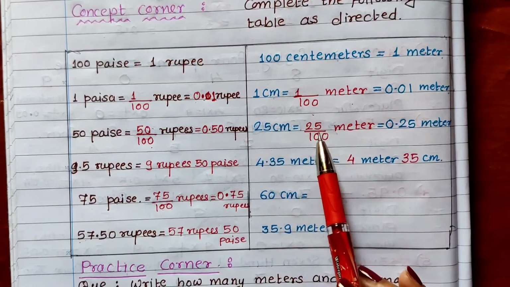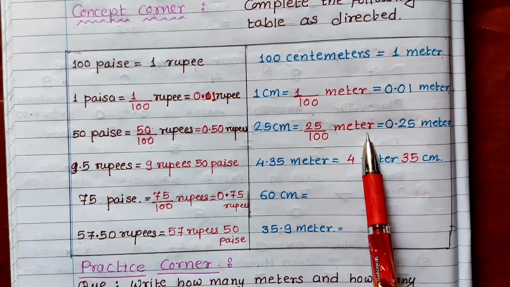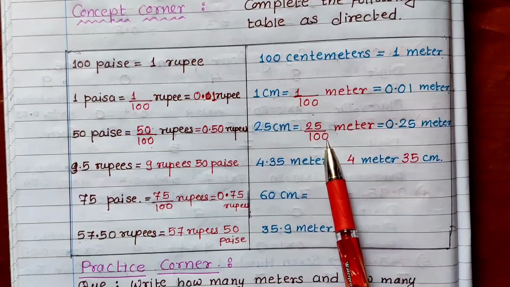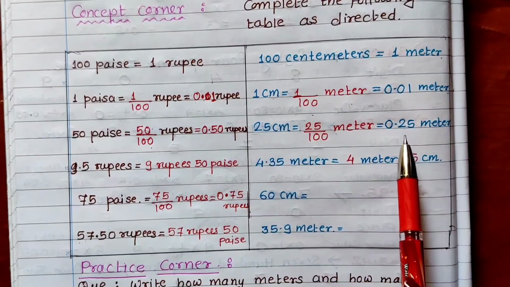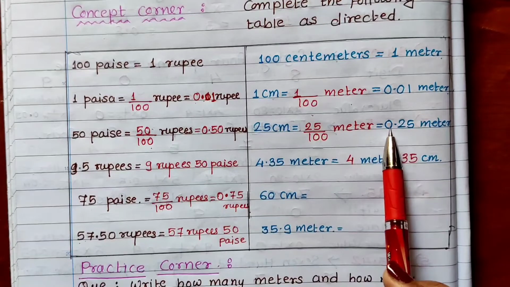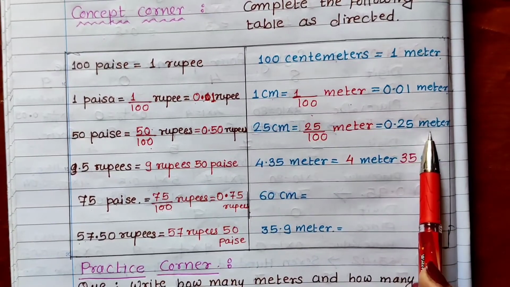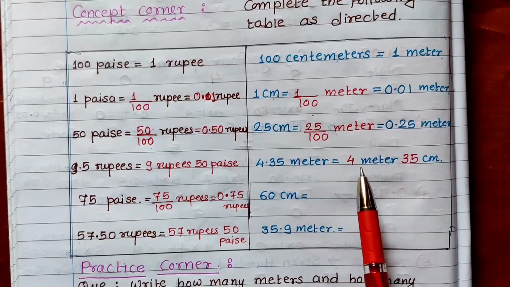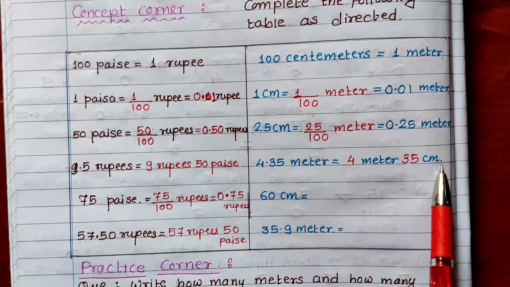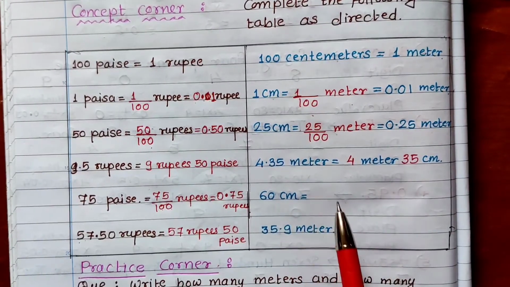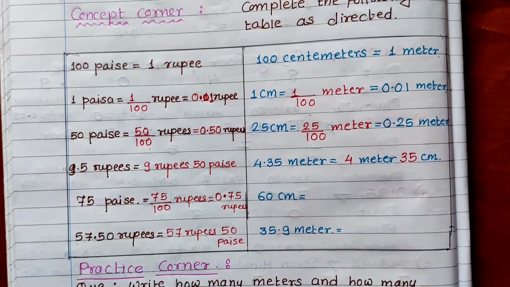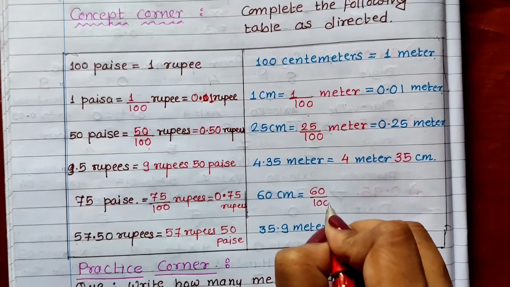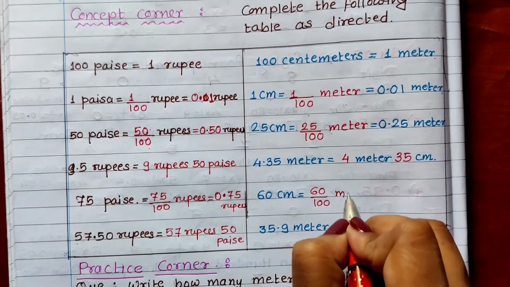25 centimeter is equal to 25 upon 100 meter. So 25, 2 digits are there in the numerator, 2 zeros are there in the denominator. So in decimal fraction form, how to write? 0.25 meter. Correct. Now 4.35 meter means what? 4 meter 35 centimeter. Now 60 centimeter we have to convert into meter. What we have to do? We have to divide this 60 by 100 and then we write meter here.